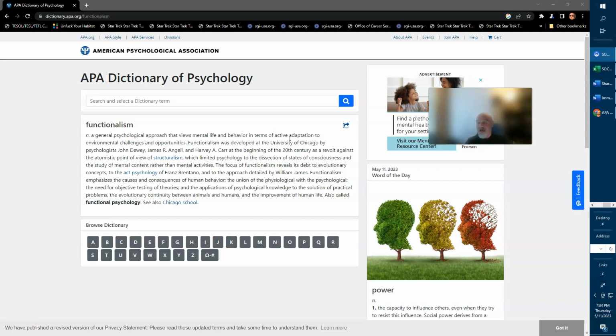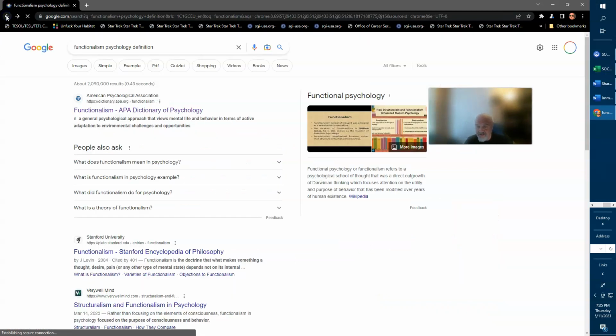Some of you don't realize, however, this is not a psychology class you're taking. This is a class in the sociology, I underscore that word, of social problems. So here's what happened. Many of you didn't do well. Why? Because you Googled the term functionalism. It's structural functionalism, not functionalism. I get a lot of this: it's a general psychological approach that views mental life and behavior in terms of adaptation and environmental challenges. That has nothing to do with structural functionalism in sociology.